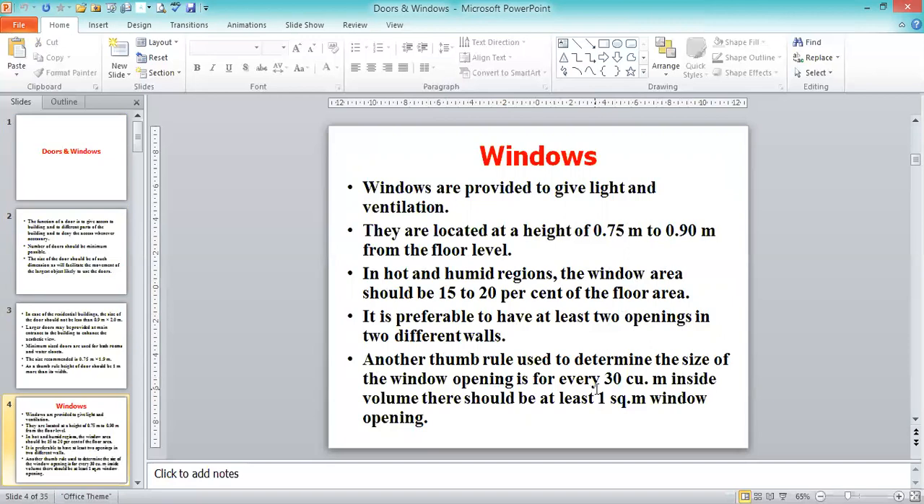Another thumb rule to determine the size of the window opening is that for every 30 cubic meters of inside volume, there should be at least 1 square meter of window opening. Inside volume means the carpet area. For the carpet area of 30 cubic meters, 1 square meter of window opening should be provided.